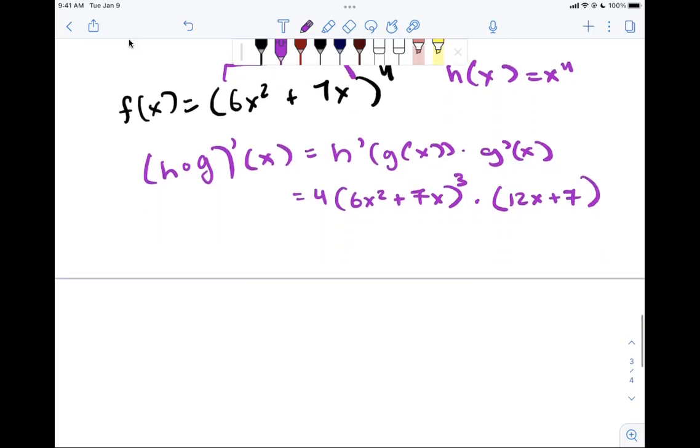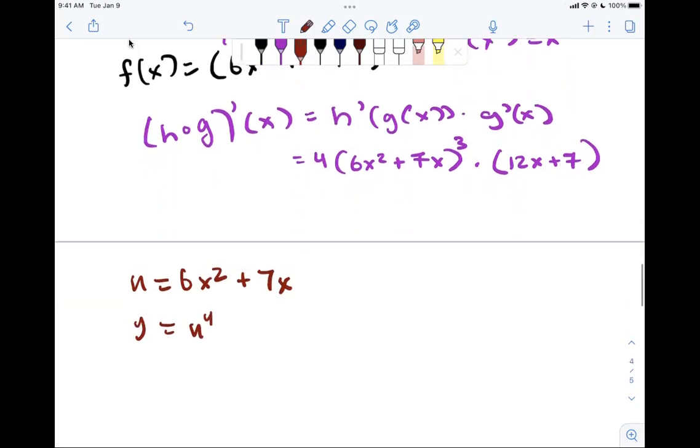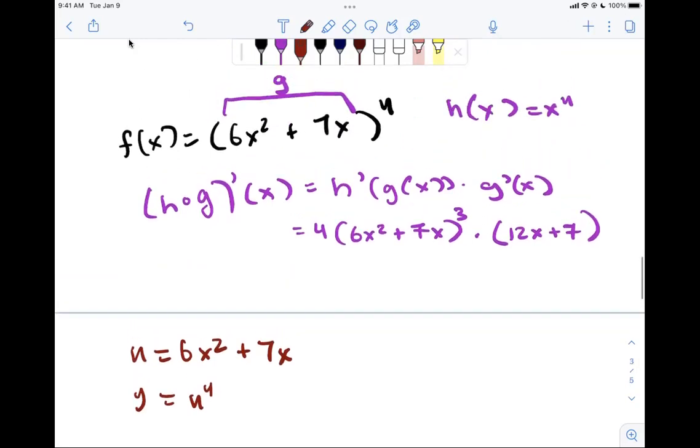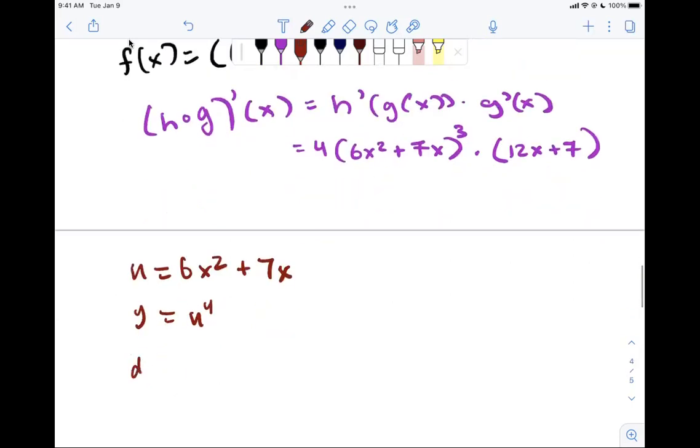So now we can let our u equal 6x squared plus 7x. And then y equals u to the 4th, right? So then y is equal to exactly this, and we're trying to find dy/dx. So that's equal to dy/du times du/dx.